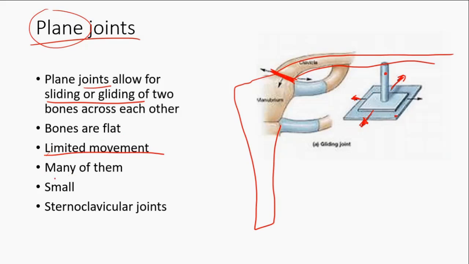Okay, and here there are lots and lots of plane joints in the body, and they tend to be small, and that kind of makes sense because there's a lot of bones in the body that attach to each other. Even though they don't allow for massive movement like your shoulder joint, they're still synovial joints, and they're used to create a little bit of movement between the bones, so that it's not completely fused, but there's a little bit of movement. I hope that makes sense. So an example is your sternoclavicular joint.